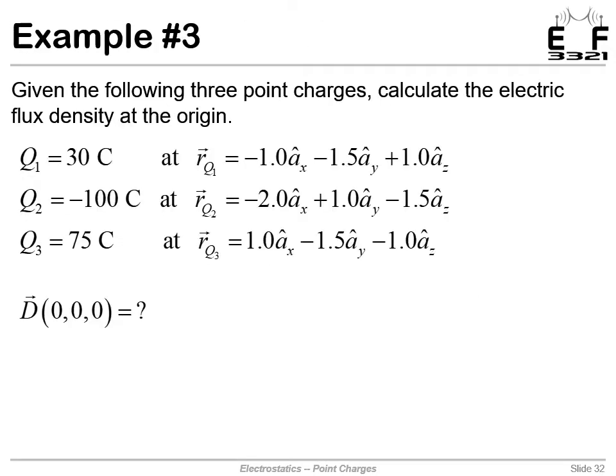So let's do this by example. Let's say we have 3 charges. So we have a charge 1, 2, and a 3, at 3 different positions. And I would like to know what is the electric flux density at the origin. How do we solve this?